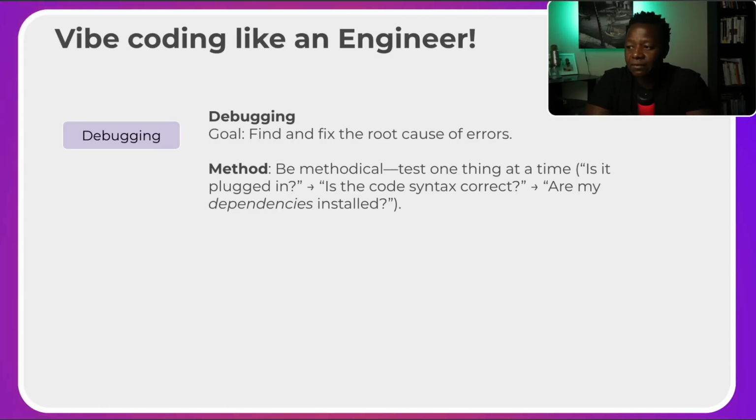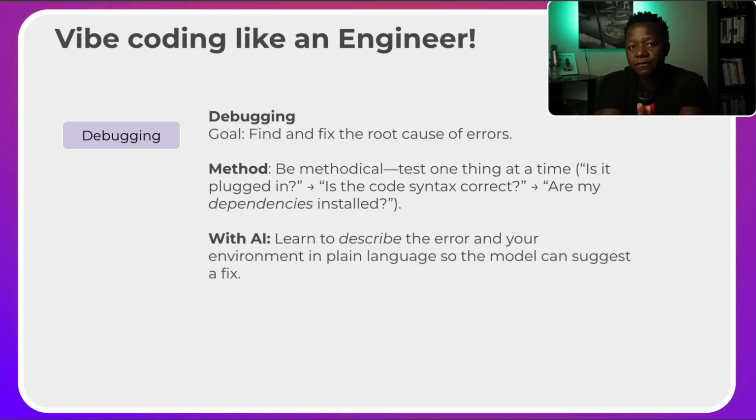Another one is, are my dependencies installed? Dependencies are other pieces of libraries that are going to help your application actually work. Now, when you're using AI, in this case vibe coding, you need to learn to describe exactly the error and your environment in plain language. That way, the model can easily suggest the fix. So this comes in many different forms.